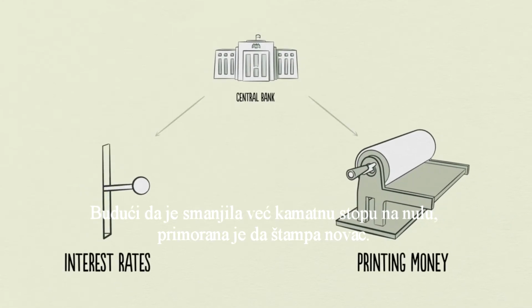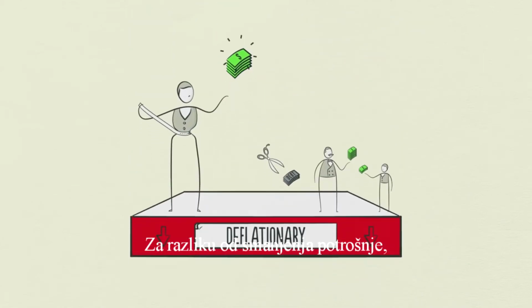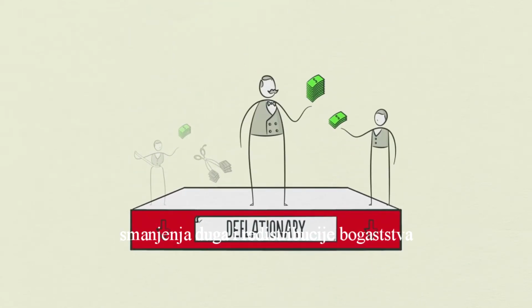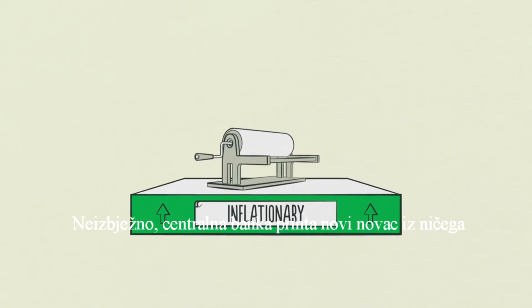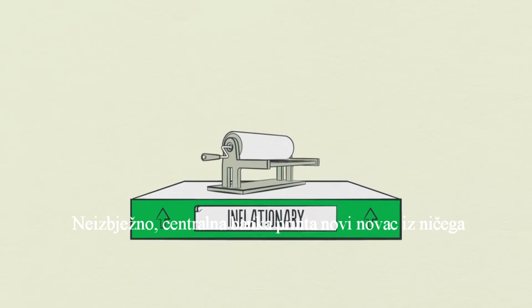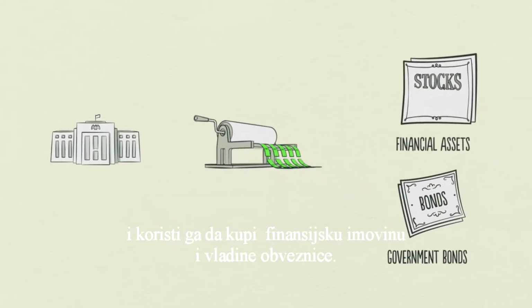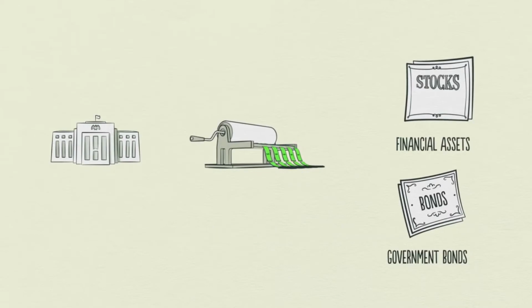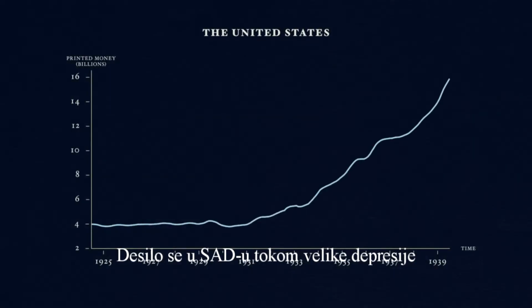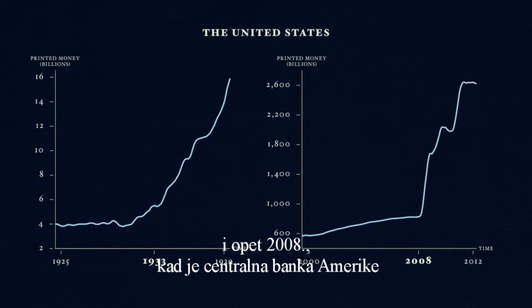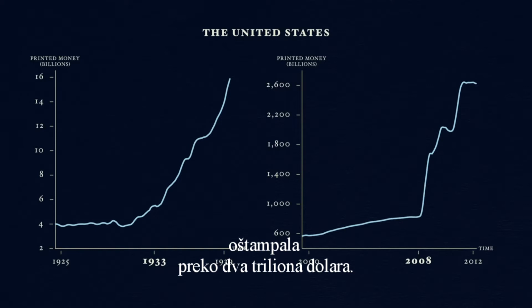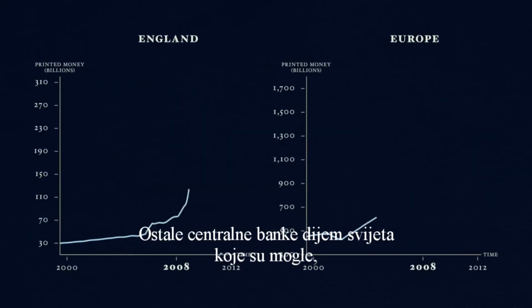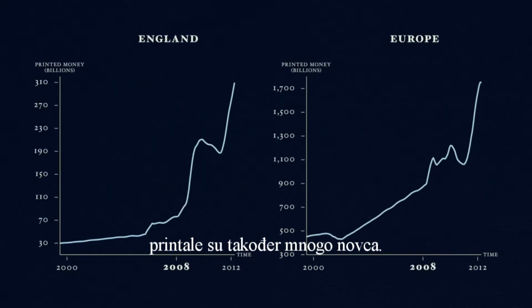Having already lowered its interest rates to nearly zero, it's forced to print money. Unlike cutting spending, debt reduction, and wealth redistribution, printing money is inflationary and stimulative. Inevitably, the central bank prints new money out of thin air and uses it to buy financial assets and government bonds. It happened in the United States during the Great Depression, and again in 2008 when the United States Central Bank, the Federal Reserve, printed over $2 trillion. Other central banks around the world that could printed a lot of money too.